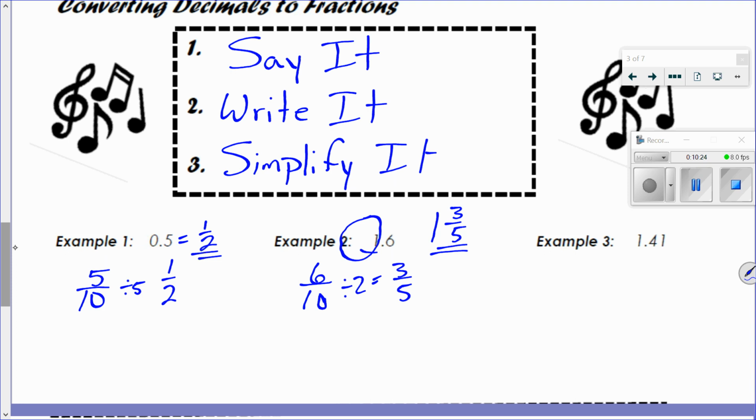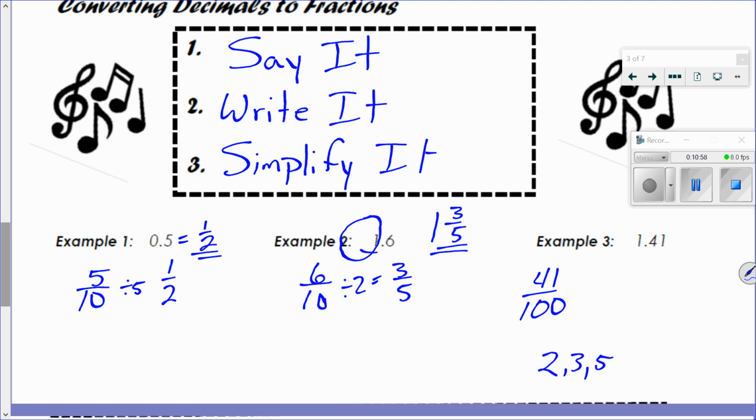Okay, all right, example 3. Who can say that one for me? Go ahead, Christian. Good, 1 and 41 hundredths. So again, the whole number piece we can forget about till we come back to our fraction. So the 41 hundredths. Now we said it, we'll write it, 41 hundredths. Okay, simplify it. Here's where your 4 key numbers become really important, guys. Remember your 4 key numbers? Madison? 2, 3, 5, and 7. Awesome, 2, 3, 5, 7.